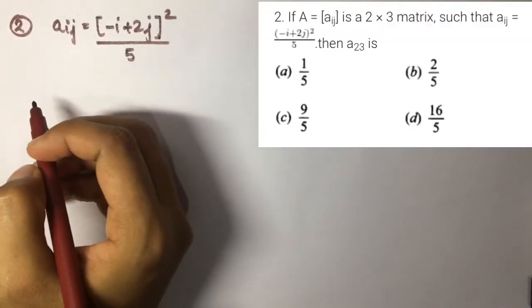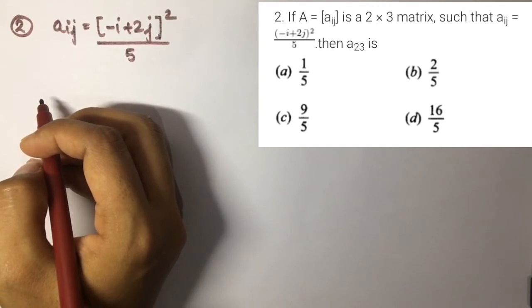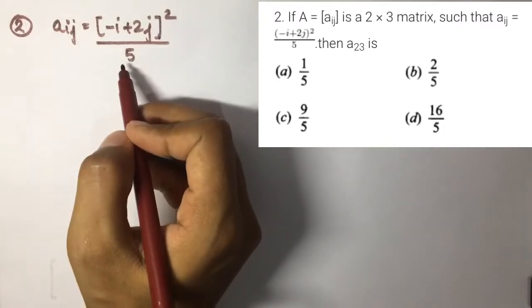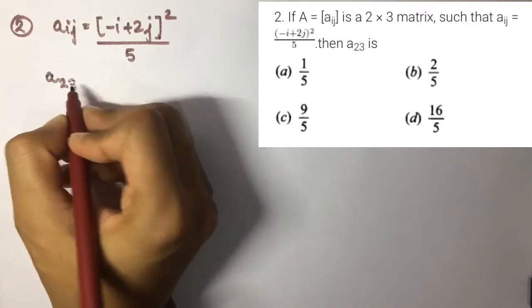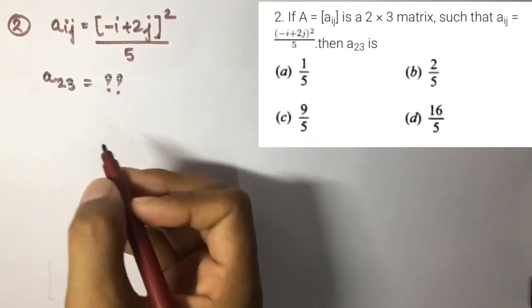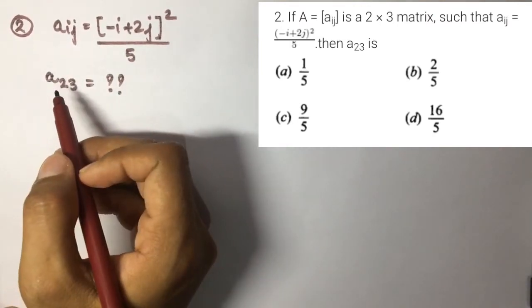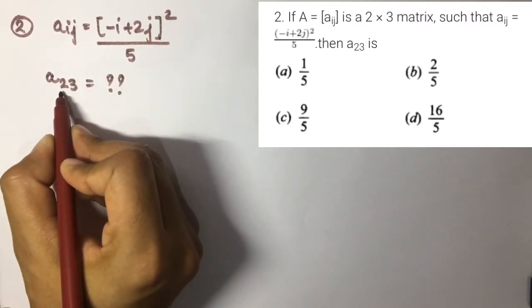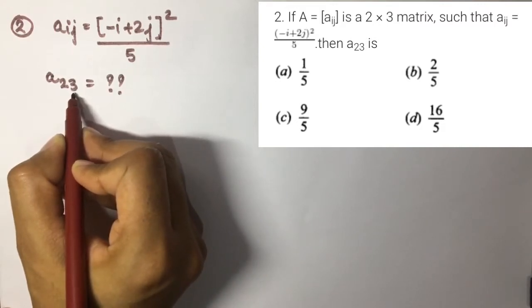Now move on to the second question. If capital A is equals to small aij is a 2 cross 3 matrix such that small aij is equals to minus I plus 2j whole square divided by 5, then you have to find small a23. Okay, here the capital A represent the matrix and small a represent the elements of that matrix. So you have to find A23.